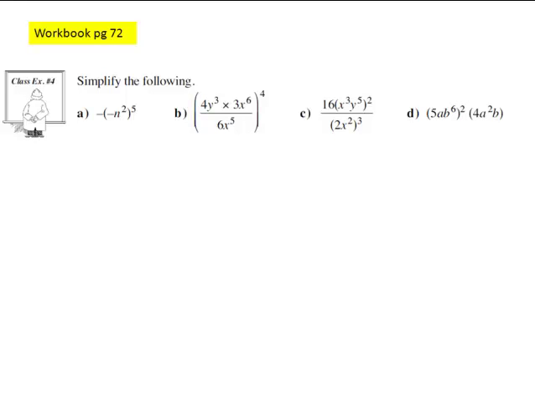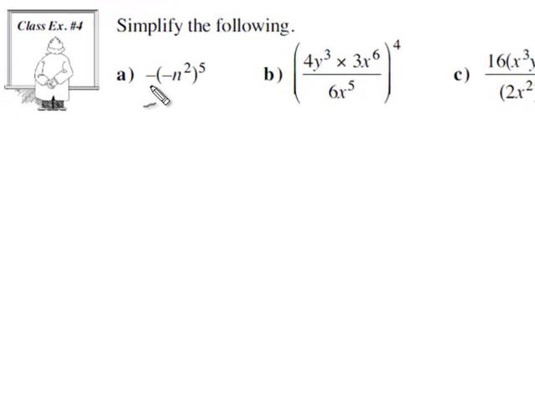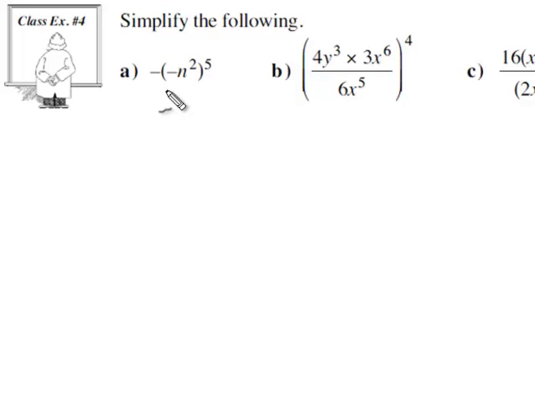Simplify the following. In the first case, I have a negative outside of the brackets, then inside the brackets, negative n squared, with a 5 on the outside. So the 5 on the outside needs to apply to anything inside the brackets, but not the negative out in front. So that negative out in front is going to stay there.